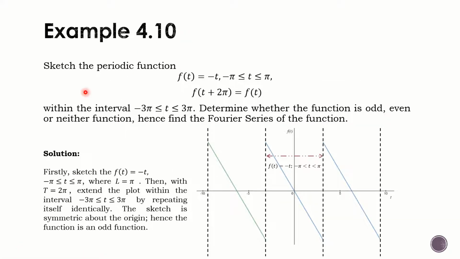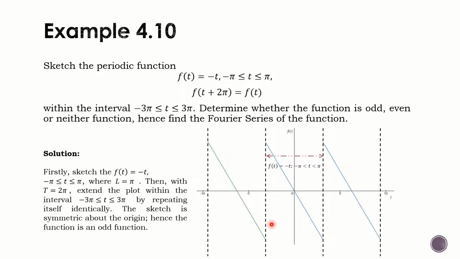Example 4.10: sketch a periodic function f(t) equals minus t, t from minus pi to pi, and the fundamental period is 2 pi. Based on the function given, one complete cycle is from minus L to L, from minus pi to pi, therefore L equals pi. Within the interval negative 3 pi to 3 pi, we extend the function and determine whether it is odd, even, or neither. Hence, find the Fourier series of the function.